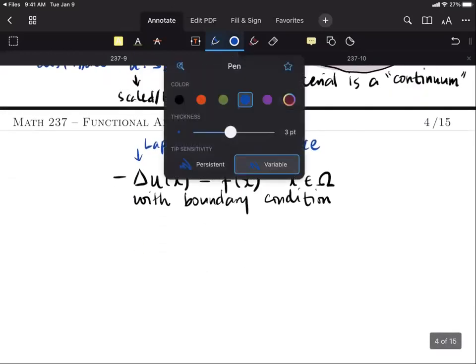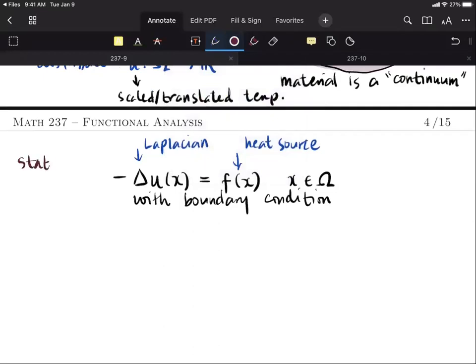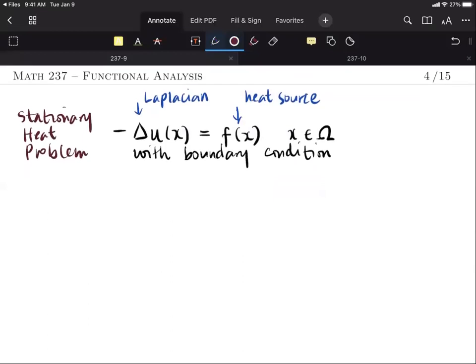So let's write it down. So we have a stationary heat problem. Therefore, no changes in time appear here. And of course, there are constants here. For instance, we should have, let's say, some sort of a negative kappa, where kappa is the thermal conductivity. This signifies how fast or how slow the diffusion of temperature is.